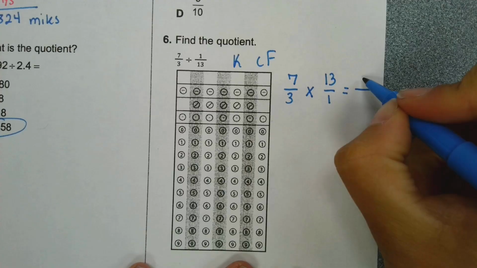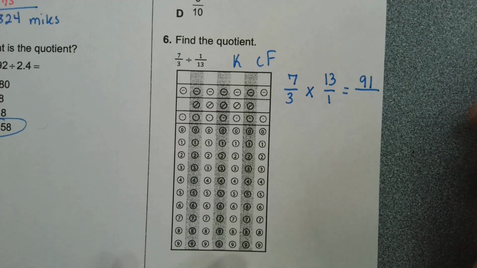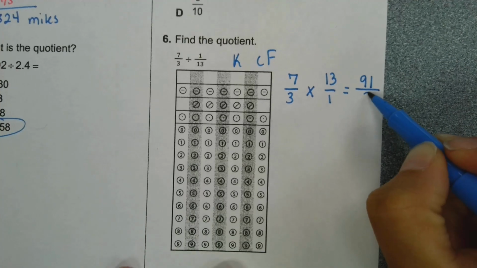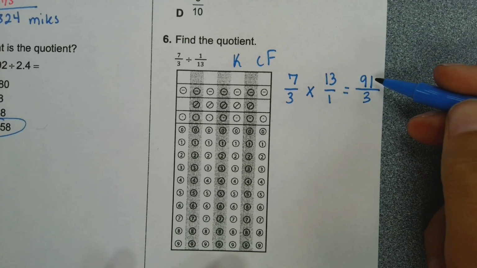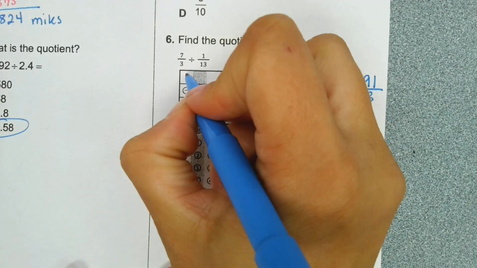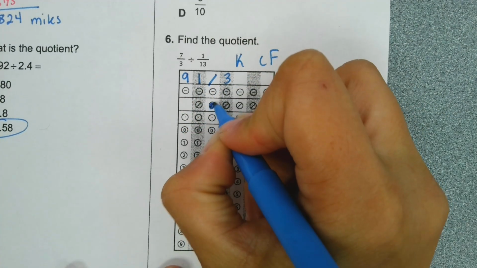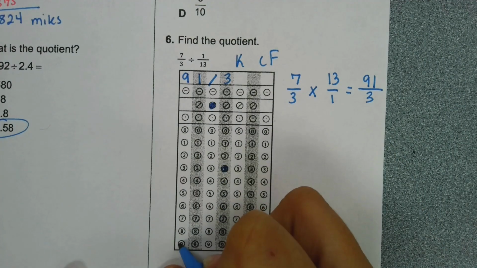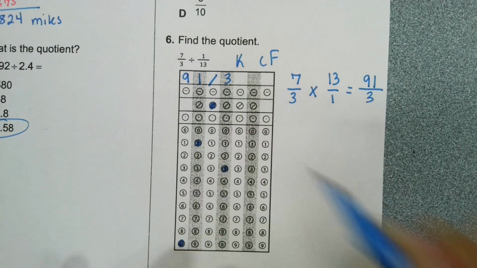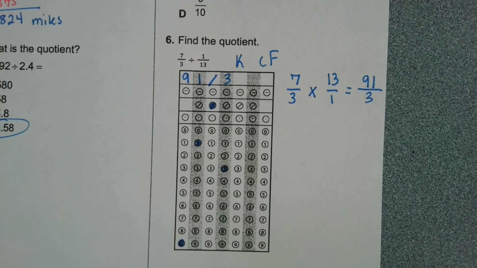7 times 13 is 91. Now I don't know that off the top of my head, but I did have a calculator, and so do your students and you. 3 times 1 is 3. And I would double check, does 91 divide by 3 make a whole number? No. So I'm going to come over here and I'm going to put 91/3 and bubble that in. You do not ever put a mixed number into a bubble chart because you don't want to leave gaps between numbers or the computer test will think it's a 0.